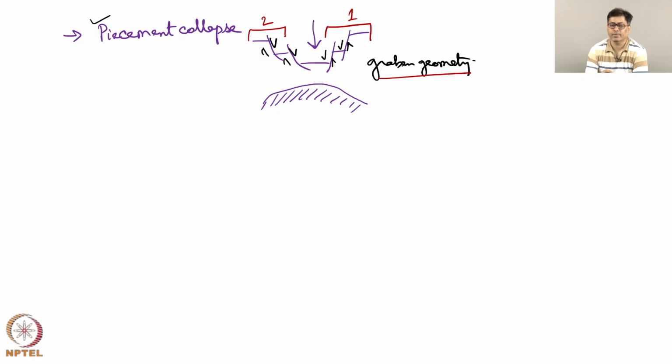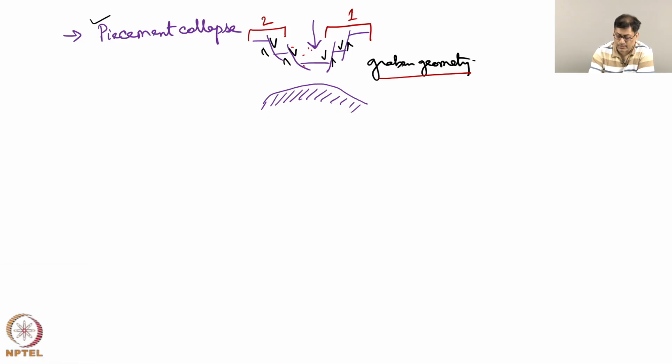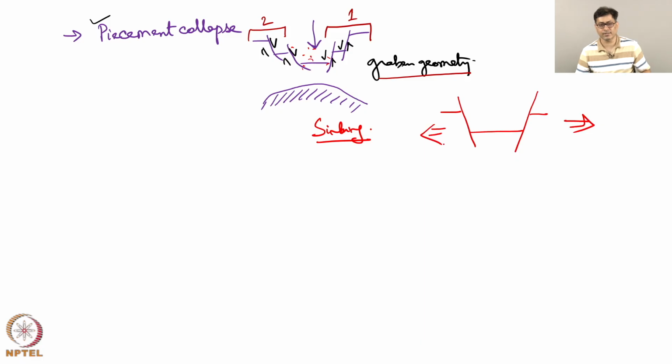Note that a graben can be produced tectonically, but in this case no tectonic extension is happening, only the material which was here earlier has been removed, and therefore sinking is happening. And in case of tectonic grabens, tectonic extension is the key reason. This kind of tectonic extension has not happened in case of the piecemeal collapse.